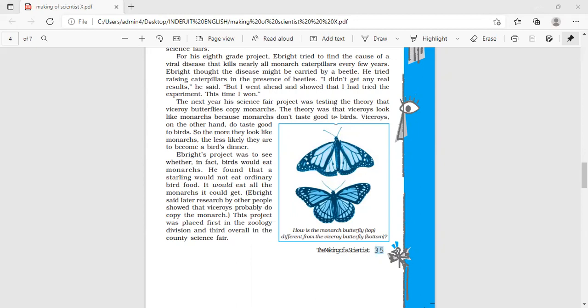So now what is happening is that the viceroy butterflies have started looking like the monarch butterflies. They're trying to imitate, or copy, the monarch butterfly. That means monarch butterflies are not killed as much by birds as the viceroy butterfly. Is it clear? Ebright's project was to see whether, in fact, the birds would eat monarchs. He found that a starling would not eat ordinary bird food. It would eat all the monarchs it could get.